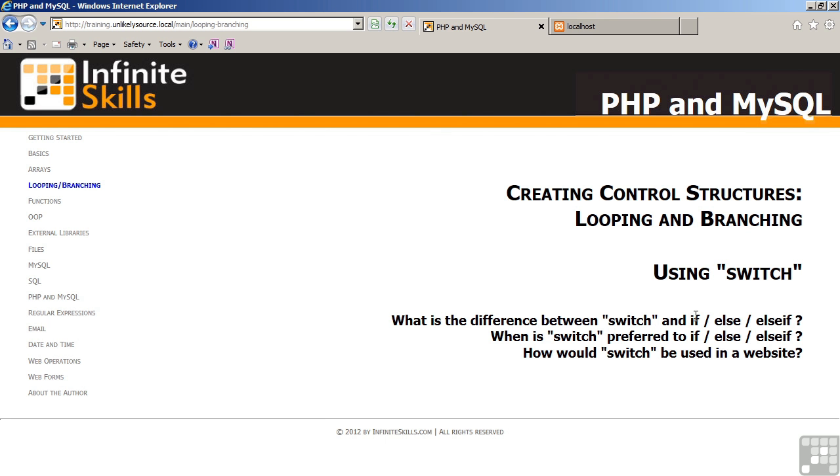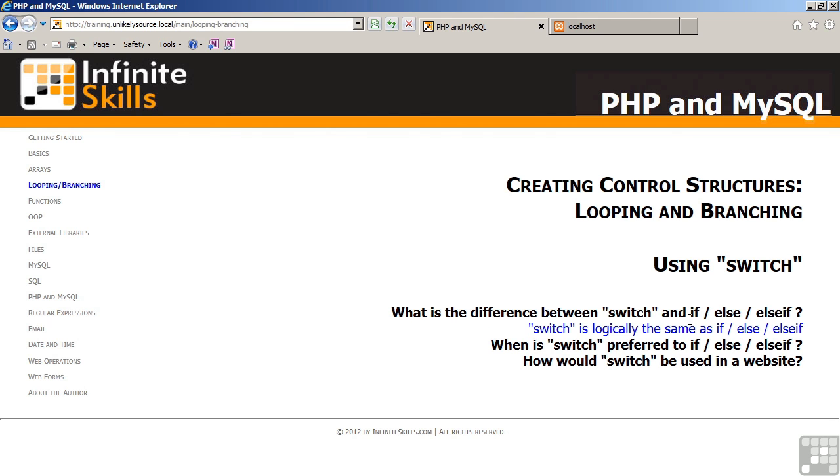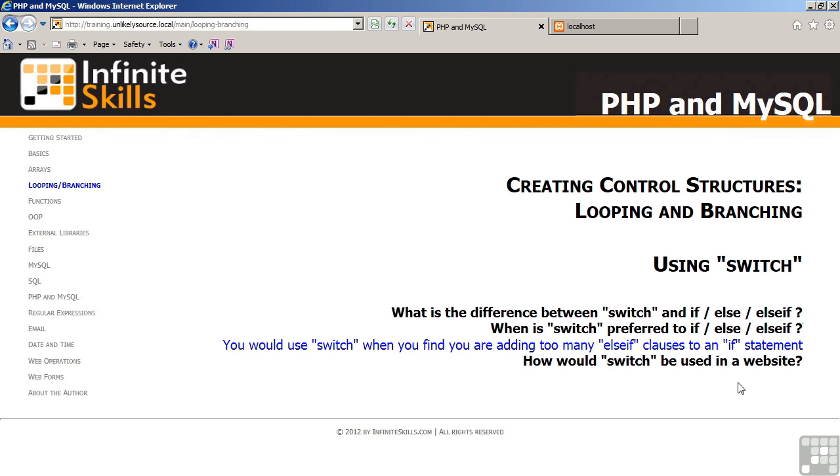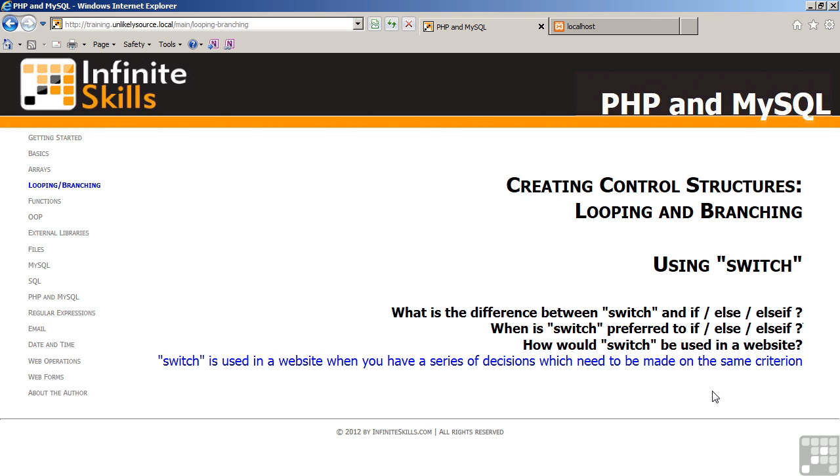In review, what is the difference between switch and if, else, else if? They are logically the same. When is switch preferred to if, else, else if? You'd use switch if you find that you have a very large number of else if clauses. Many find that the switch statement is much more readable. How would switch be used in a website? You'd use switch when you have a series of decisions which need to be made on the same criterion. This concludes our discussion of using switch.